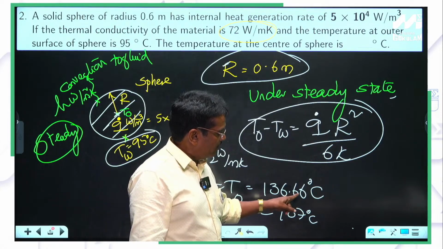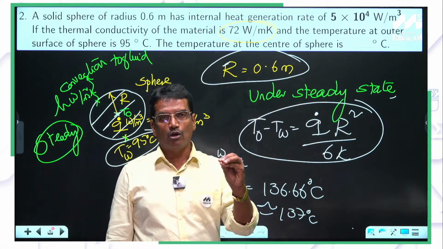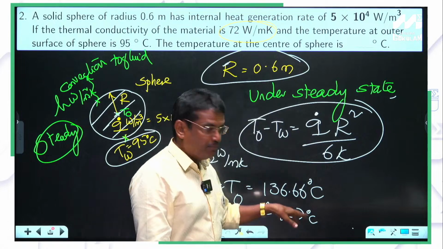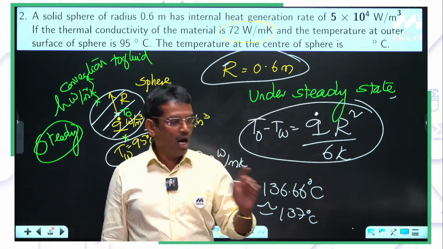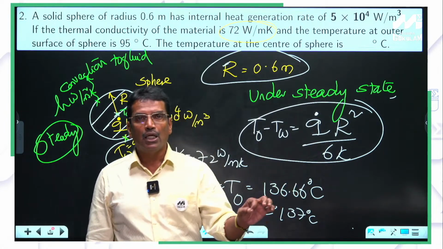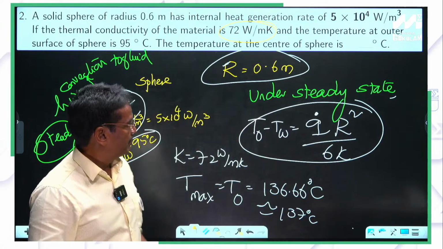After the decimal, minimum 2 digits you have to type the answer correctly, then only you will be given full marks. If you round it up, you will be getting a 0 mark. Don't round it up. After the decimal, 2 digits you have to correctly type in the GATE answer system, right?